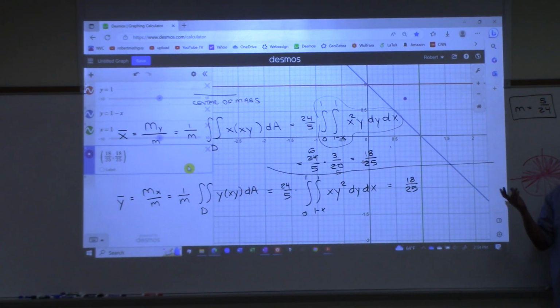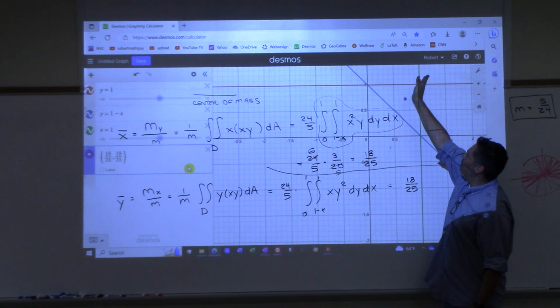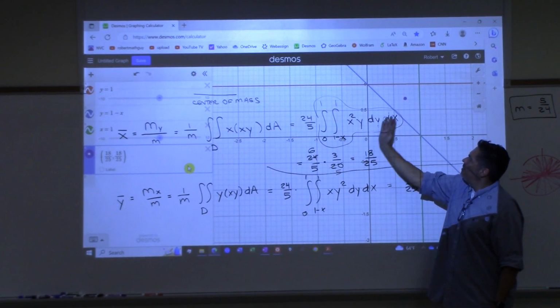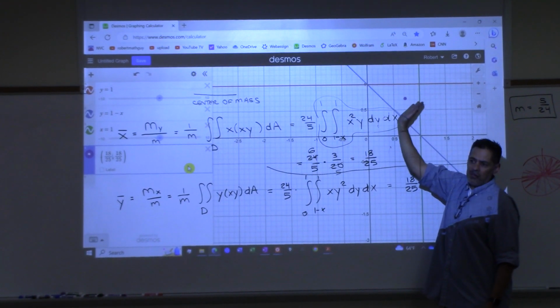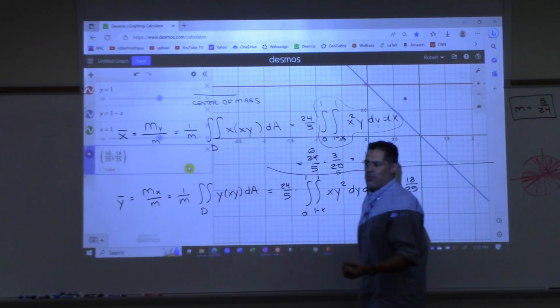That seems, I don't know, to me that seems logical because your density is so uniform. Like if you draw the identity function, right, then everything is symmetric over that line, right? The density is symmetric over that line.